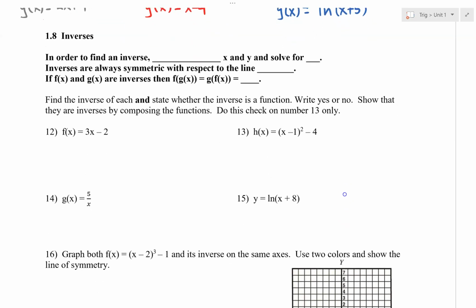The last part of this is talking about inverses. In order to find an inverse, you are going to switch x and y and solve for y. Inverses are always symmetric with respect to the line y equals x. If f of x and g of x are inverses, then taking f of g of x and g of f of x, you will find your answer ends up being x. And it has to work in both instances.